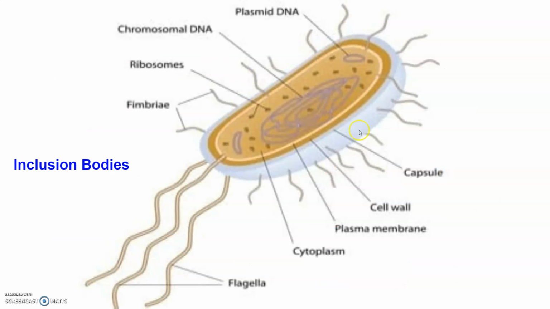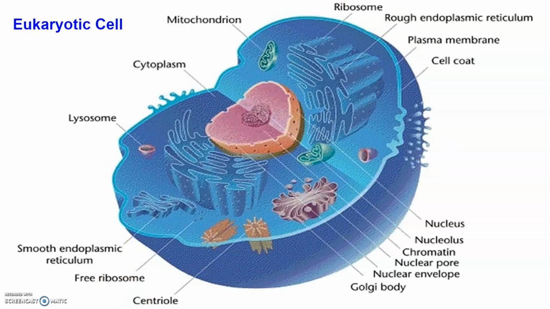So these inclusion bodies we have just discussed lie in the cytoplasm, and can be in the form of phosphate granules, cyanophycin granules, glycogen granules, and gas vacuoles. They are also found in blue-green, purple, and green photosynthetic bacteria. In the next session, we will be discussing the eukaryotic cell in detail.